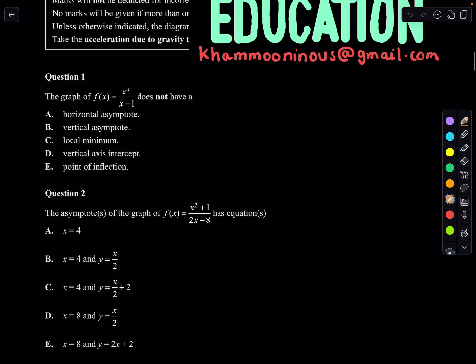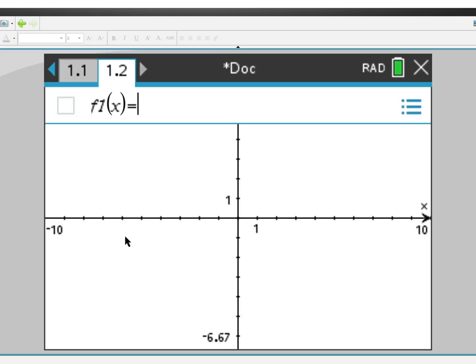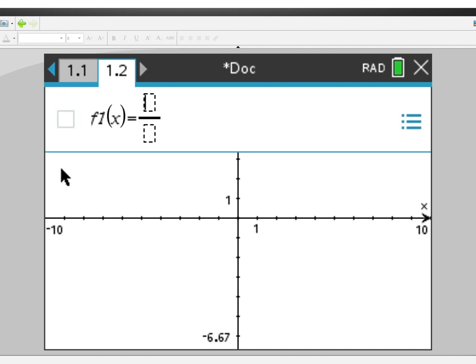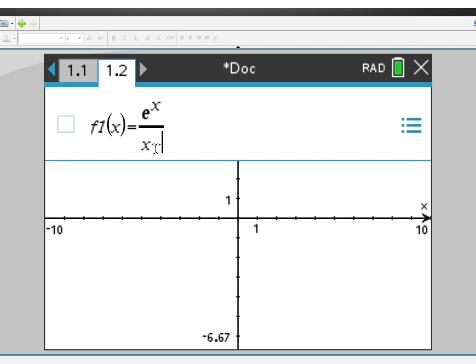So question 1. The graph of f of x, this does not have what? Does it have a horizontal asymptote, vertical asymptote, local minimum, vertical axial intercept, or point of inflection? What we can just do here is graph it using our CAS. Let's go to our CAS and graph it. So e to the x minus 1, enter.